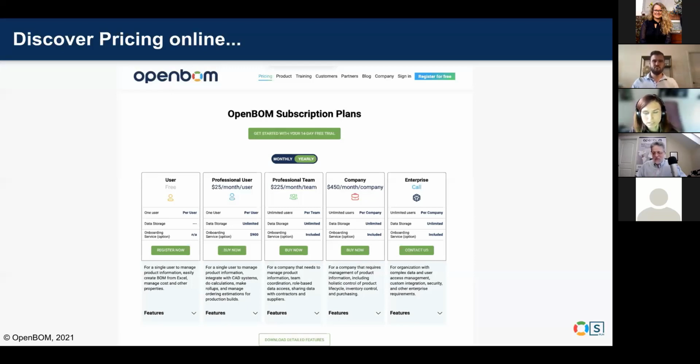Interesting. In your experience, do many of your customers come from that pilot side, like doing a pilot and seeing how things work? I think 100% of OpenBOM customers, you know what, not 100. It's like a majority of OpenBOM customers came through this exploration process.